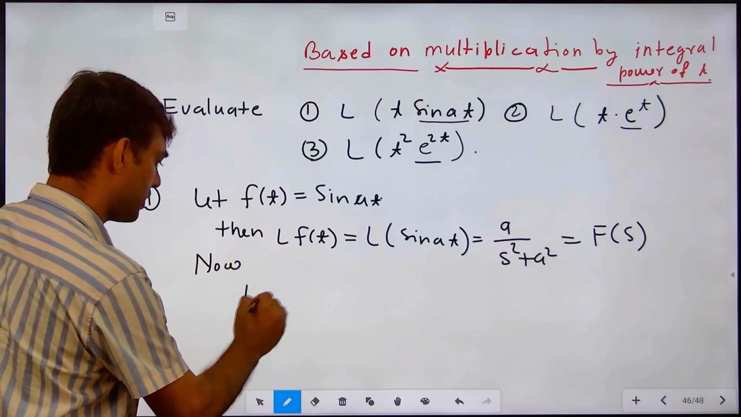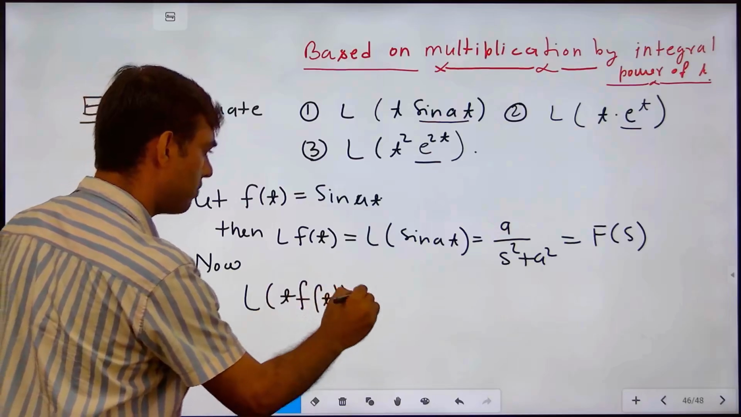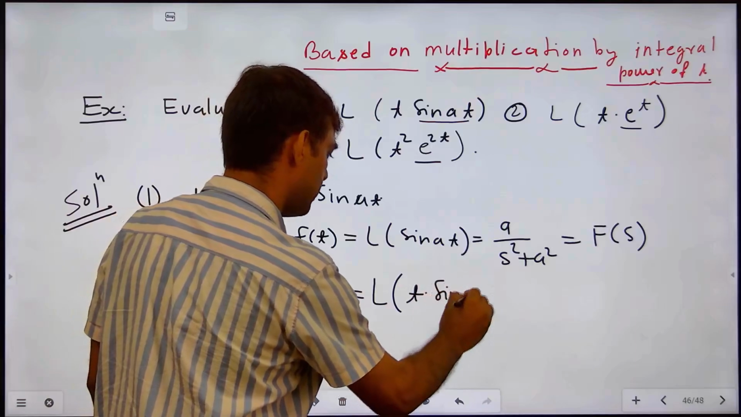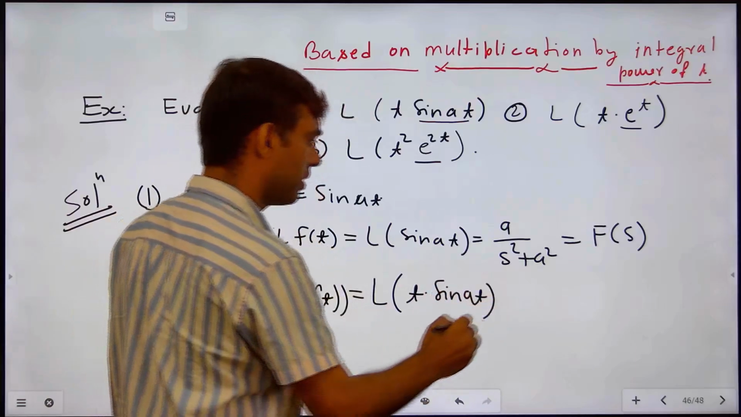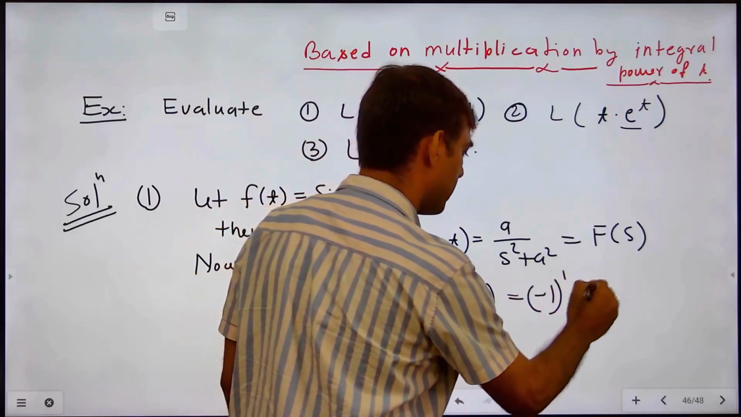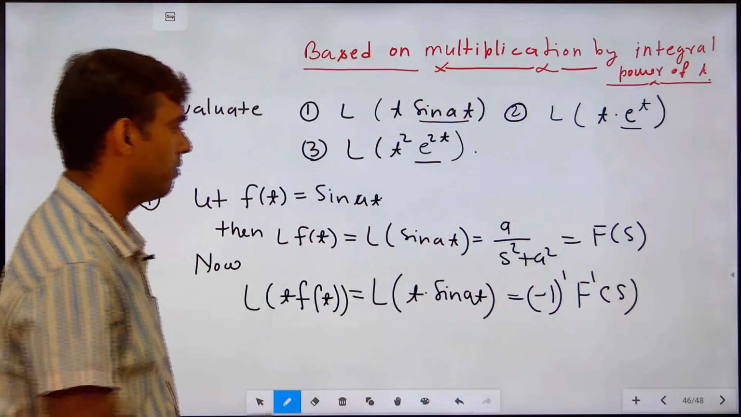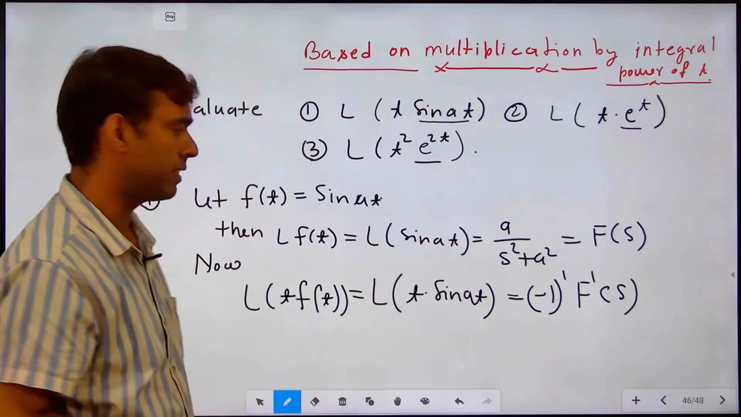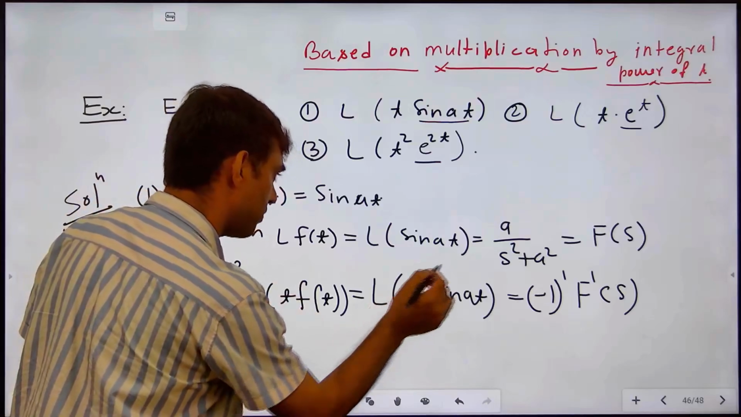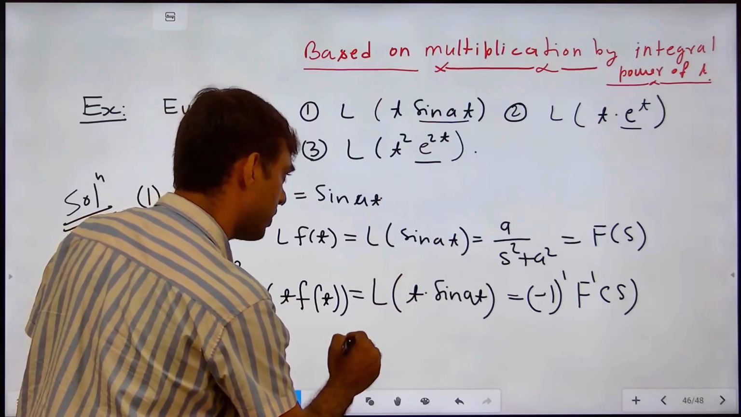Now, what is the Laplace transform of t f(t)? Laplace transform of t into sin at equals minus 1 to the power 1 F dash s. And F(s) equals this one. So, what is F dash s? F dash s equals differentiation of this one.